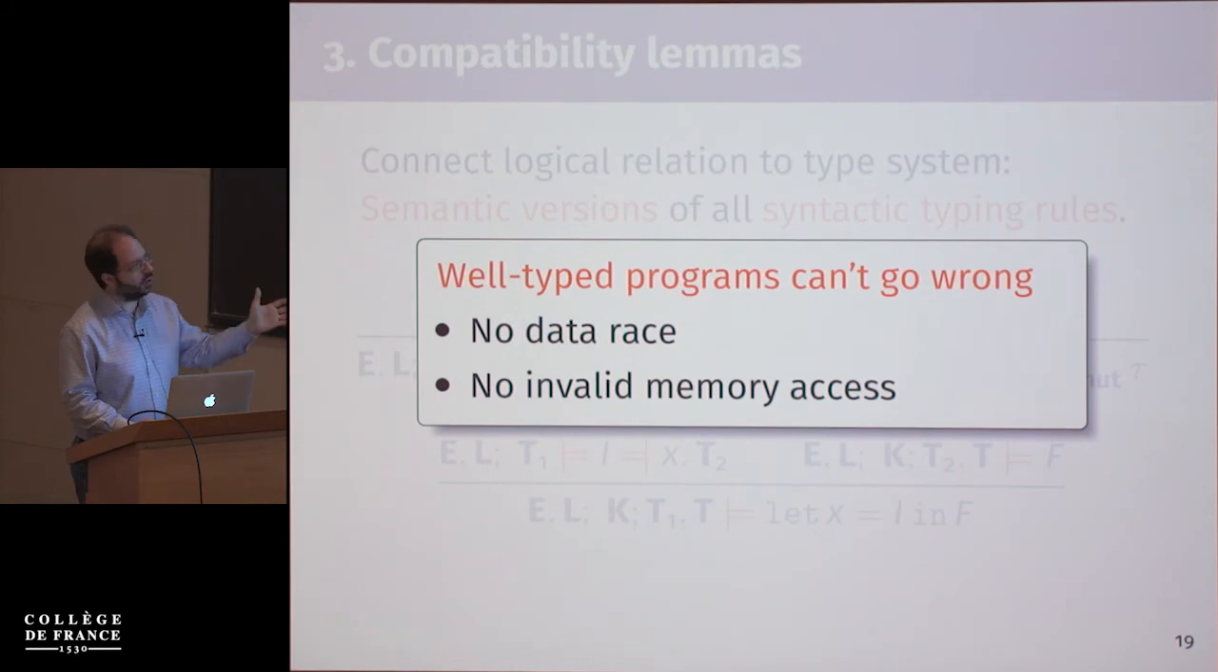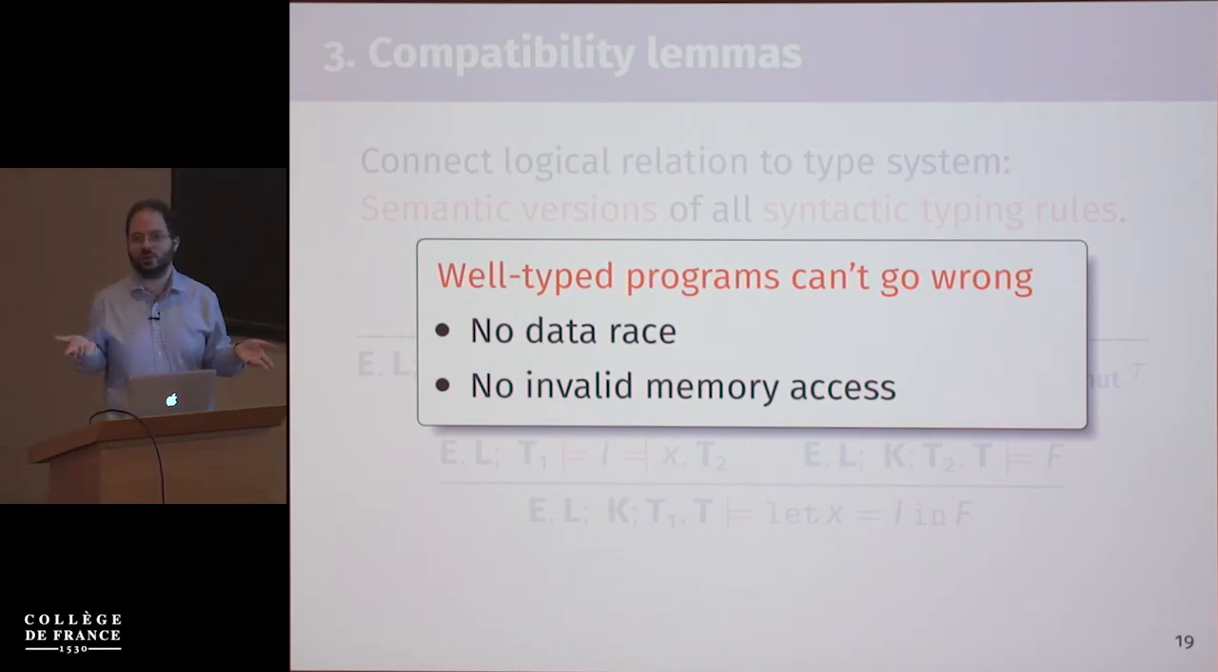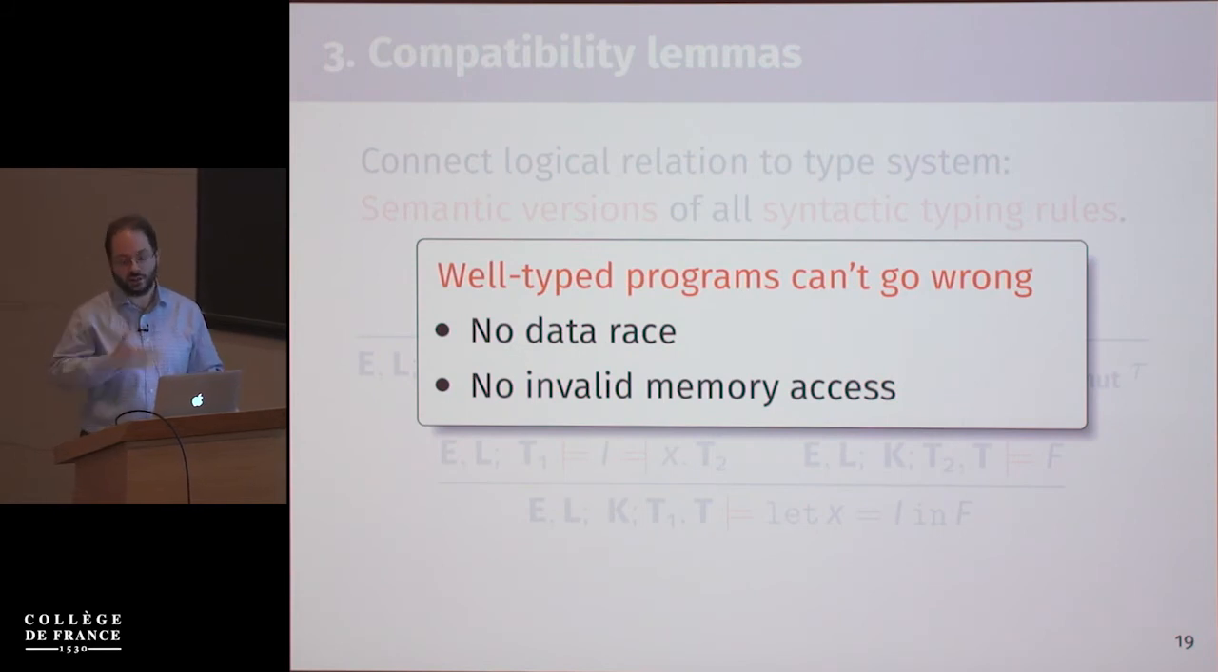Once we've done that, one corollary we get immediately is the usual syntactic notion of safety, meaning that if a program is syntactically well-typed, then clearly it's also semantically well-typed, because you can just do a simple induction on typing derivations. And because, as I said, the semantic typing judgment is safe by construction, you know that syntactically well-typed programs can't go wrong. They must be safe to execute. They don't have things like data races or invalid memory accesses.